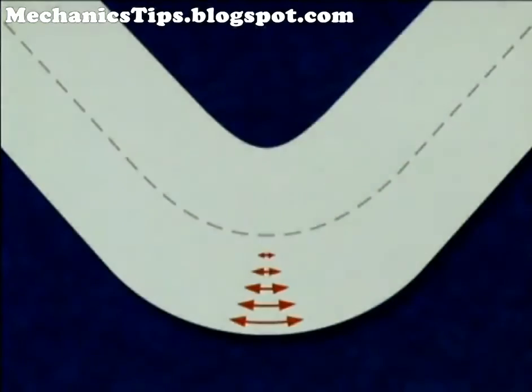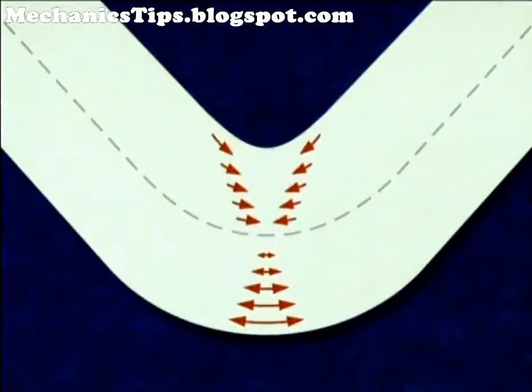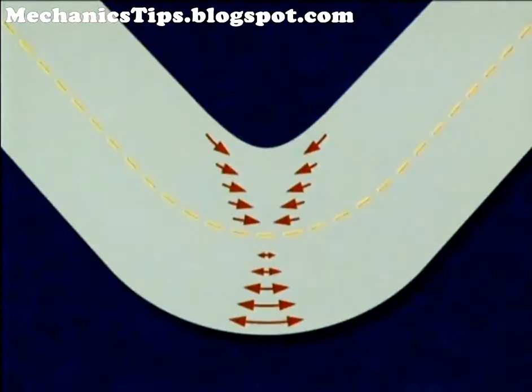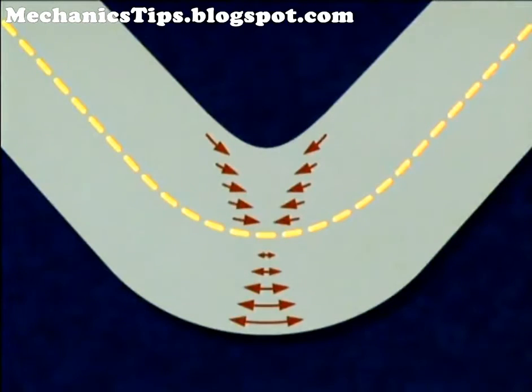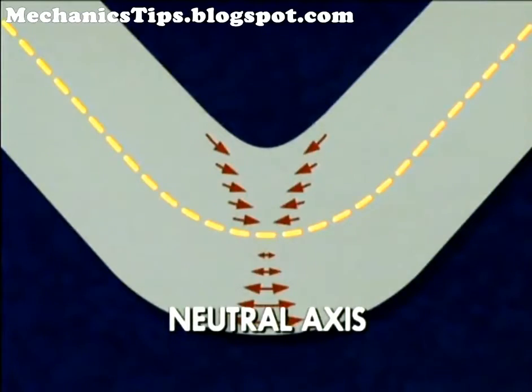As the part is bent, it undergoes a distortion so that the material outside the bend is forced to stretch under tension, and the material inside the bend is forced to compress. Between the tension and compression zones is an area where the material is neither forced to stretch nor to compress. This is called the neutral axis. The neutral axis is important since bending operations are calculated from its location.